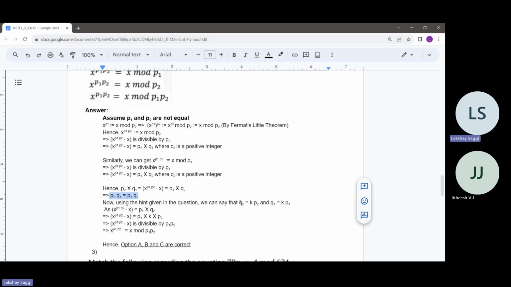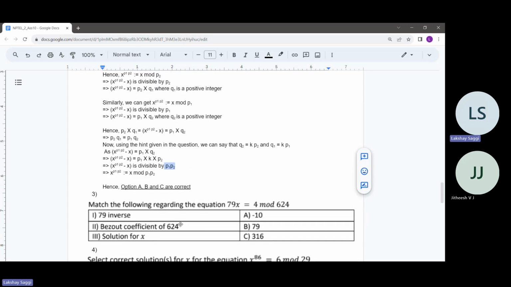And using the hint, we said Q2 is K times P2 and Q1 is K times P1. We substituted the value of Q2 here and obtained that this quantity is actually divisible by P1 P2. So yeah, this is the overview of the question.